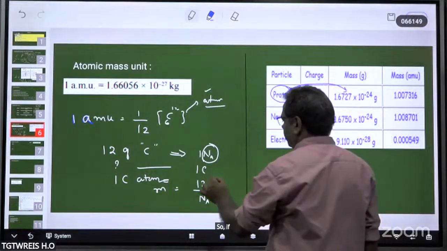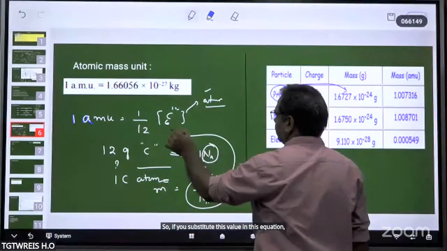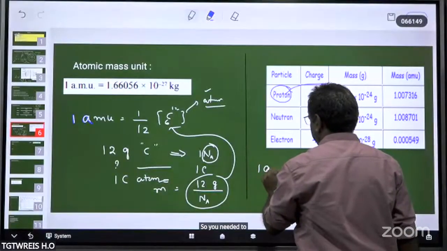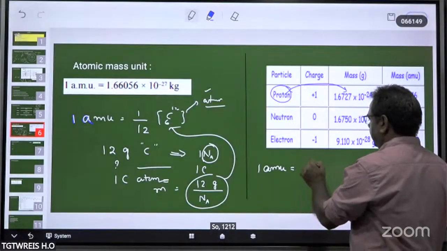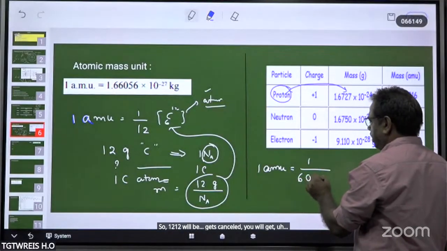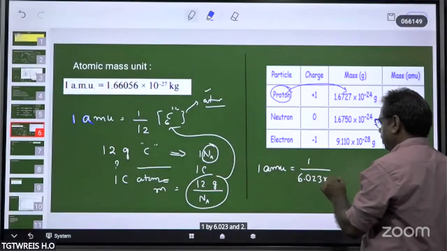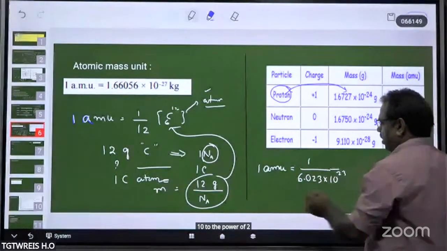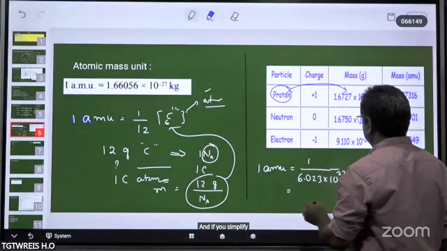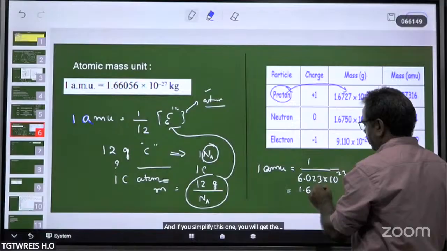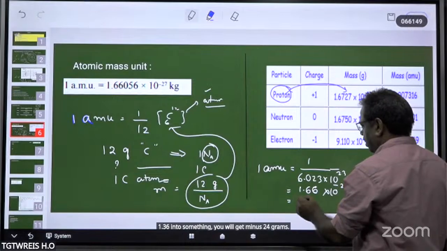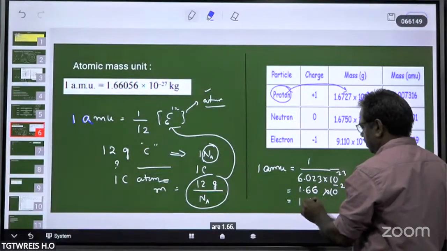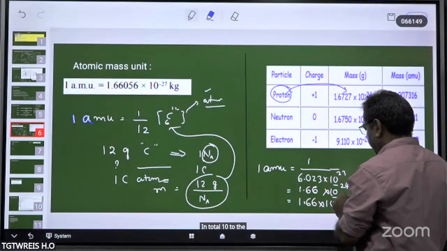So if you substitute this value in this equation, you will get 1 atomic mass unit is equal to, 12 gets cancelled, 1 by 6.023 into 10 to the power of 23. And if you simplify this one, you will get 1.66 into 10 to the power of minus 24 grams, or 1.66 into 10 to the power of minus 27 kilograms.